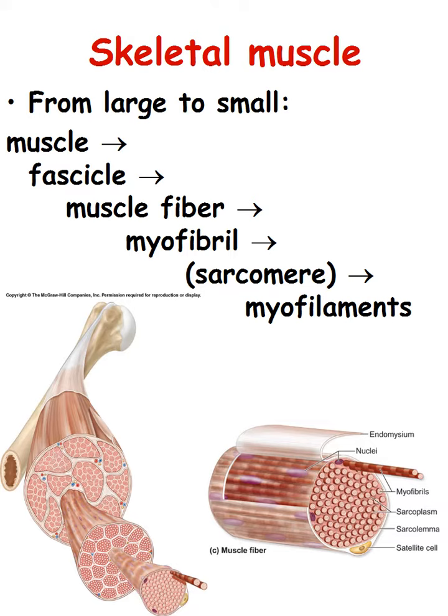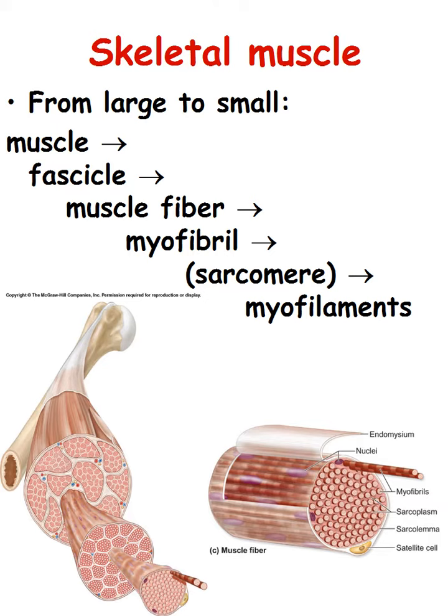Now going into myofibrils, these are long cylindrical contractile elements within the muscle fibers. And these tend to be as long as the muscle fiber itself. Here we find myofilaments, and these also exhibit striations that we see. And the striations are going to be divided by their unit of the sarcomere, where these are going to be separated by the Z lines.